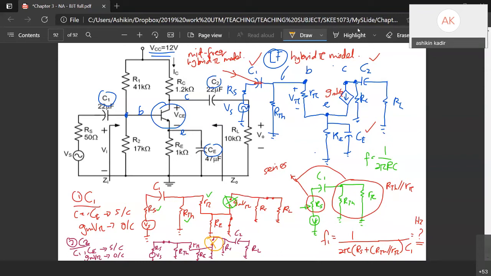So for C2, the circuit is very simple. You only have RC and RL, right? So F2 will be 1 over 2π. RC and RL are series or parallel? Series. So you sum it up, RC plus RL. Don't forget to multiply with C2, right?